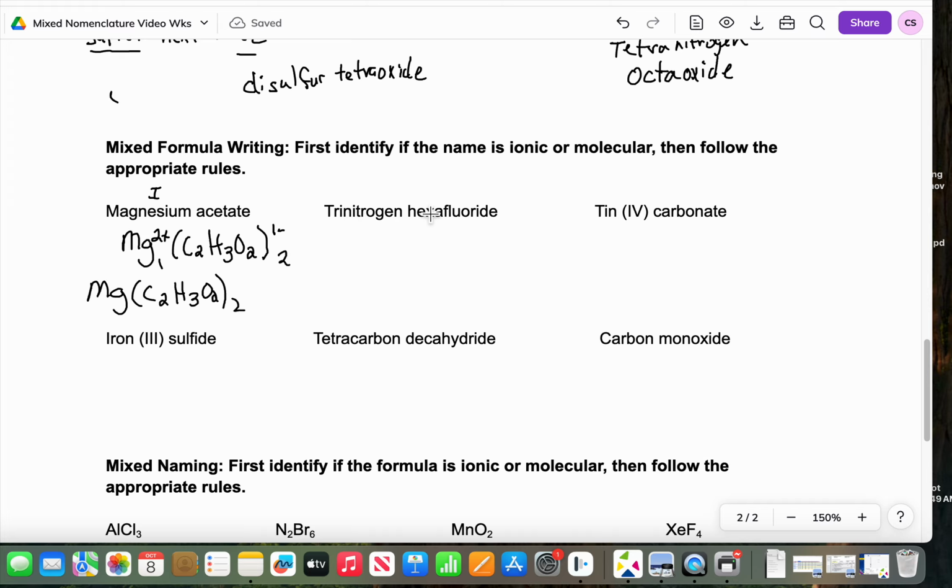Okay, trinitrogen hexafluoride. When you see these prefixes, you know that it's molecular. You just do what the prefixes say. Trinitrogen, hexa is 6, fluoride.